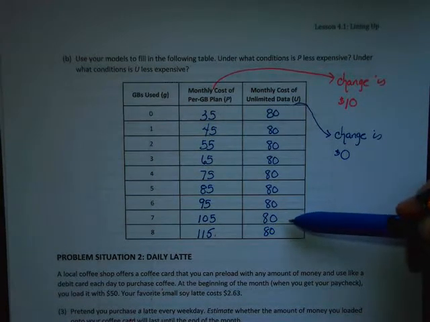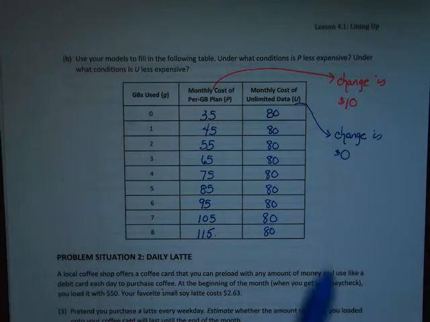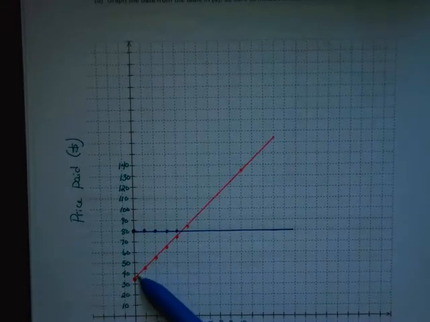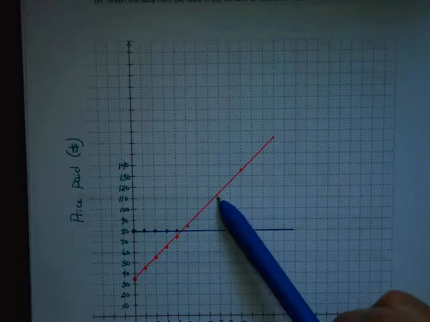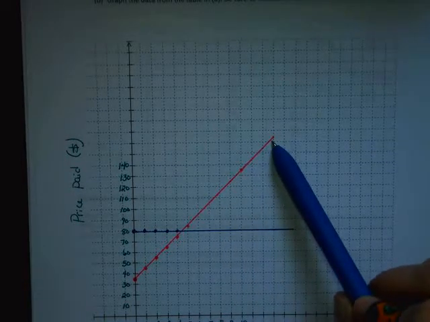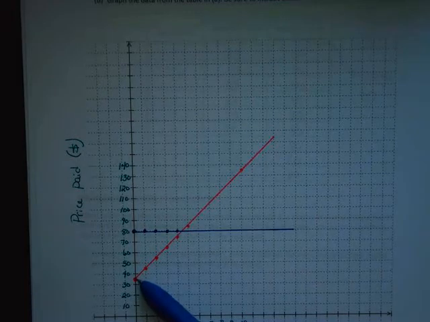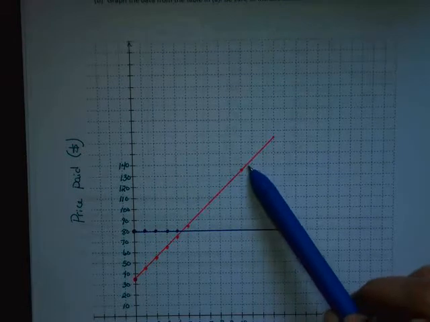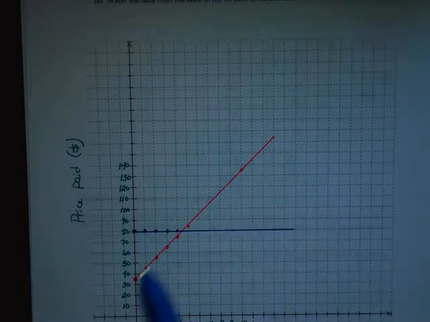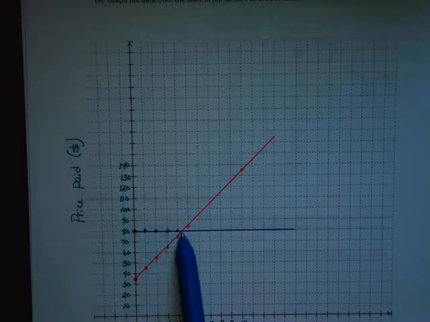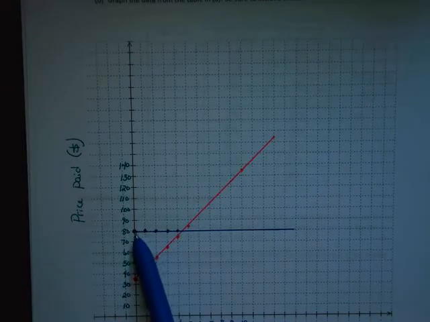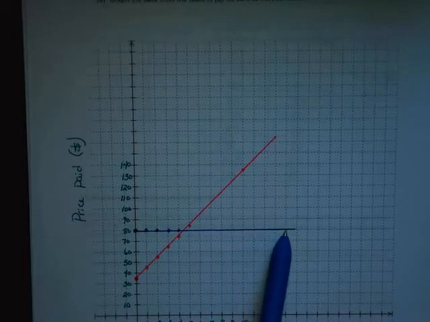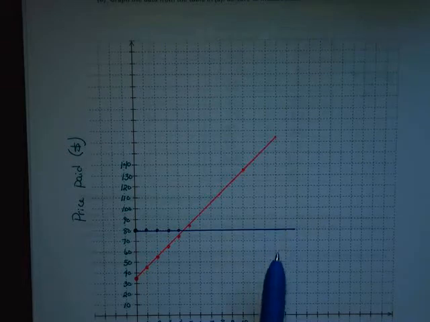So when we look at these two plans, I want you to notice something. This pink line is increasing. Do you see that? So if you have a positive change, a change that was increasing by $10 each time, the line is what is called rising because it has a positive change. This line is perfectly flat. I'm going to call it a flat line. It's horizontal, neither rising nor falling because the change was 0. So these are two big pieces of information that we need to get down.